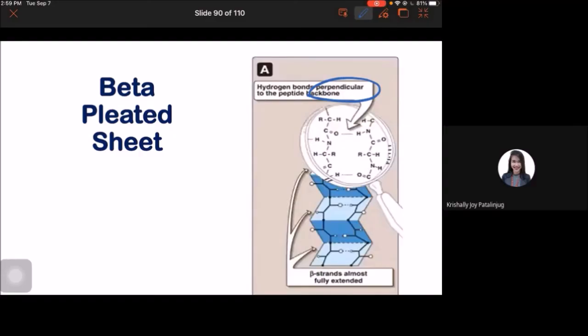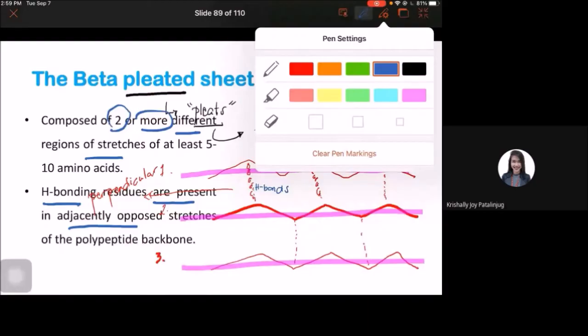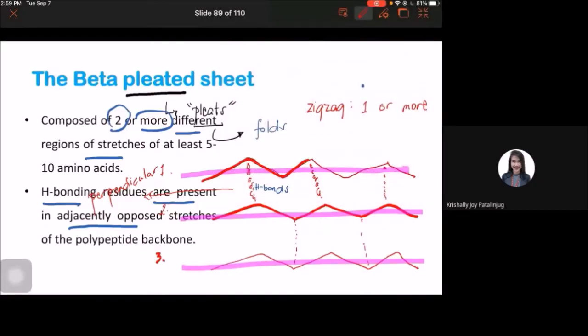Okay? Sige. With regards to the polypeptide backbone sa isang beta-pleated sheet, ano yung movement ng chain? Is it horizontal or vertical? Yung mismong chain ha, sa beta-pleated sheet, it is, yes, horizontal. Di ba horizontal yung chain natin dito, yung kulay red. Ito yung mismong polypeptide chain, naka-zigzag shape kasi nga yung structure niya is beta-pleated.